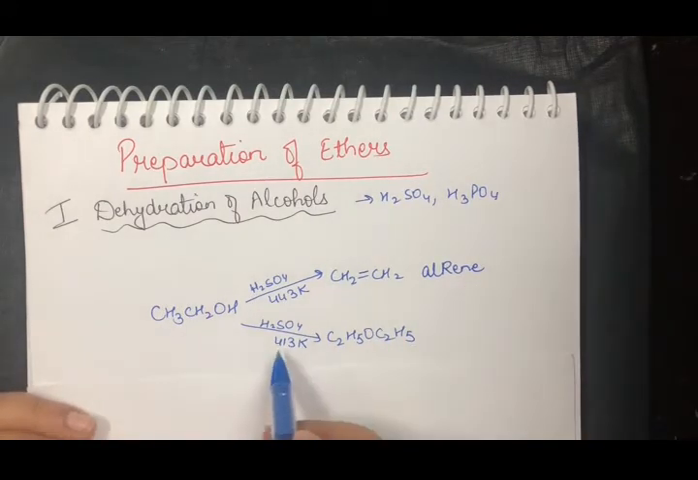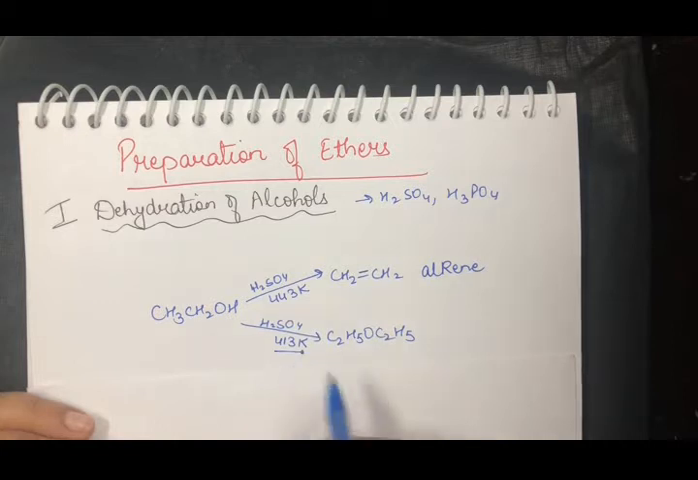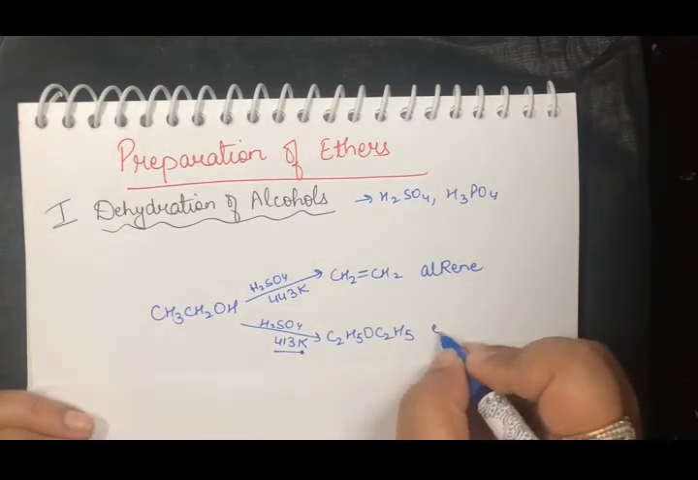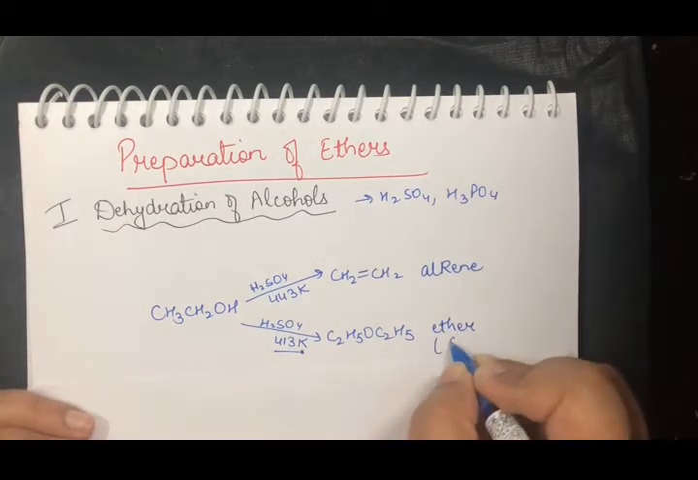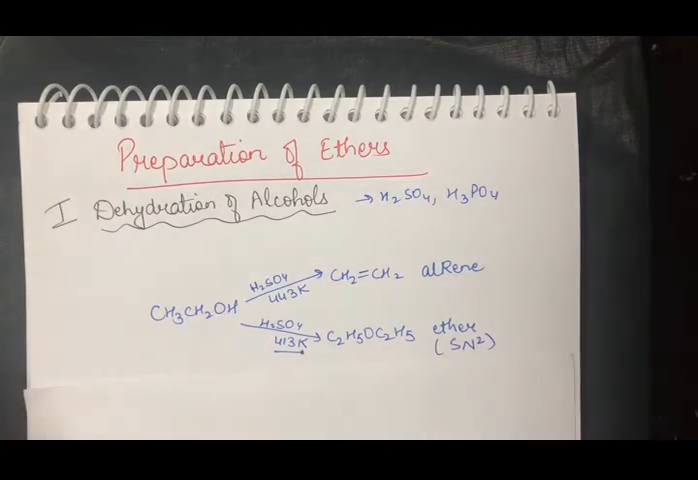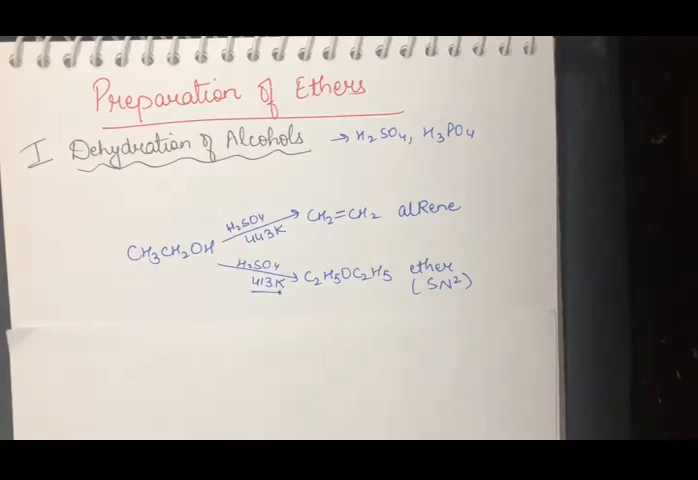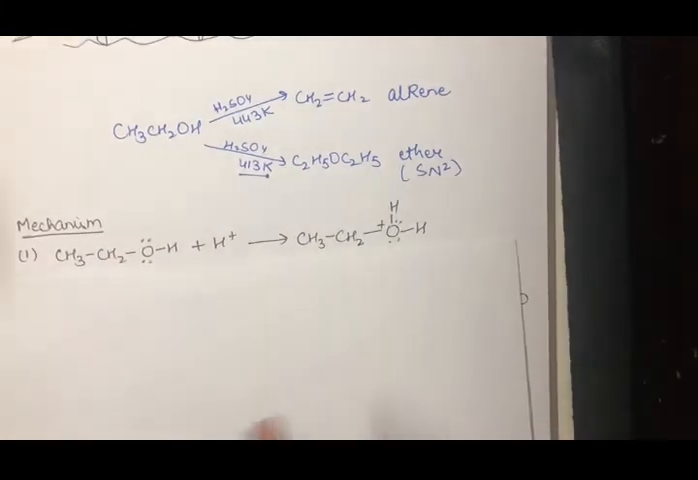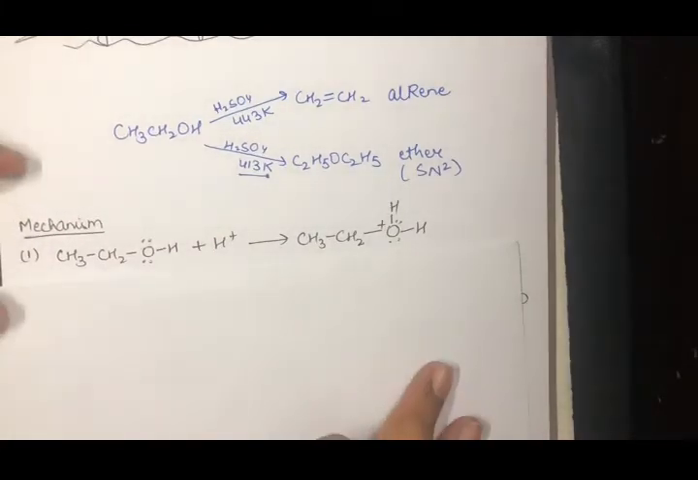But if the same reaction is being conducted at a lower temperature of 413 Kelvin, it gives you an ether. And this occurs via SN2 mechanism. Now let's have a look at the mechanism and how it occurs. Now I will again talk about the mechanism, which is the preparation of ethers through the dehydration of alcohols.